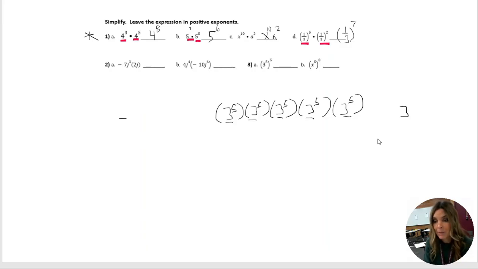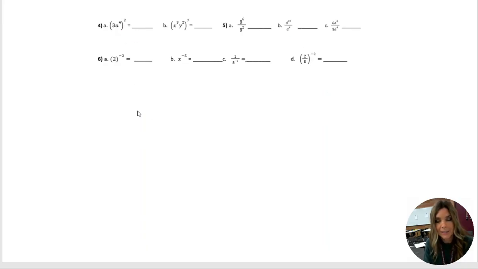So we would keep the base the same, add the exponents, that gives us 3 to the 25th. Now, instead of expanding that out every time, we have a rule, the power of a power rule, that says that when we are raising a power to another power, we keep the base, we multiply the exponents. So 3a should have been 3 to the 25th, 3b should have been x to the 40th.